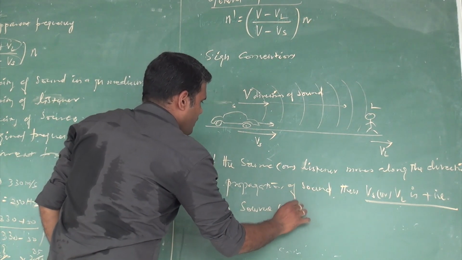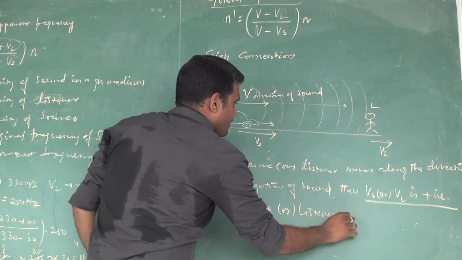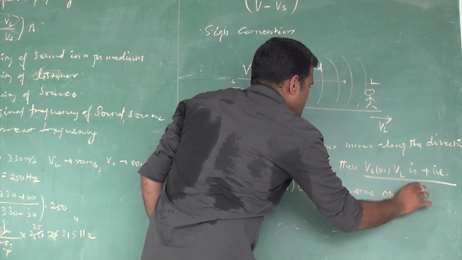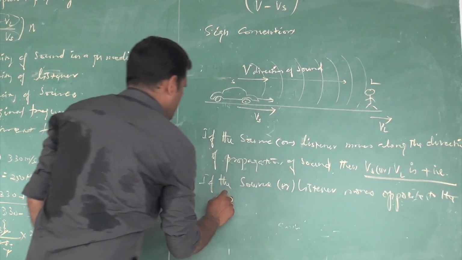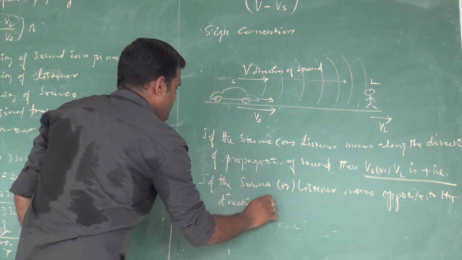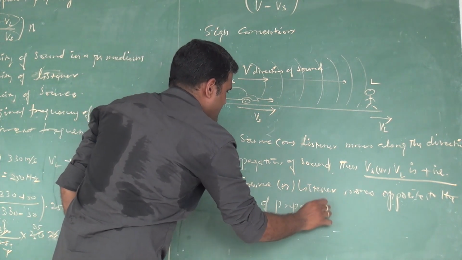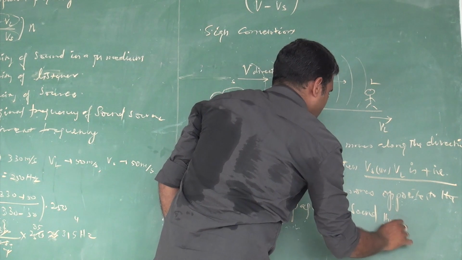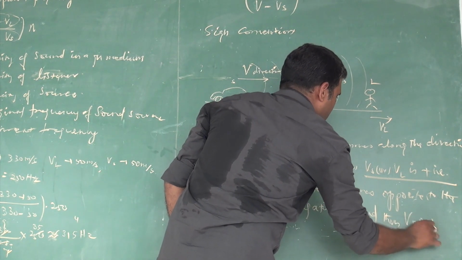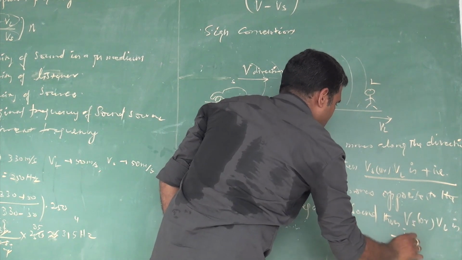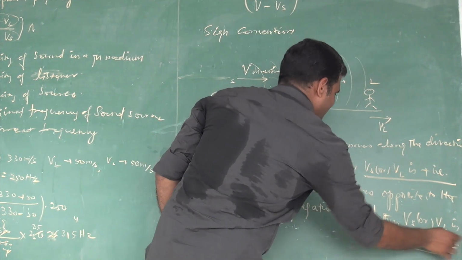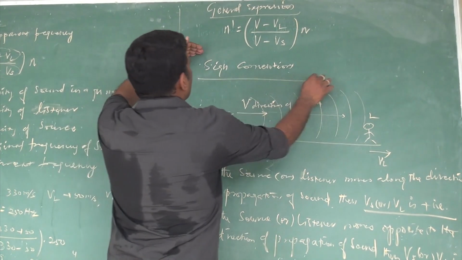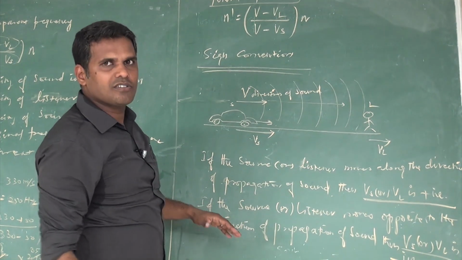If the source or listener moves opposite to the direction of propagation of sound, then Vs or VL is negative. This is very important. This is not in your textbook. You just note down the general expression and then you use this sign convention so that all the applications will be very easy.